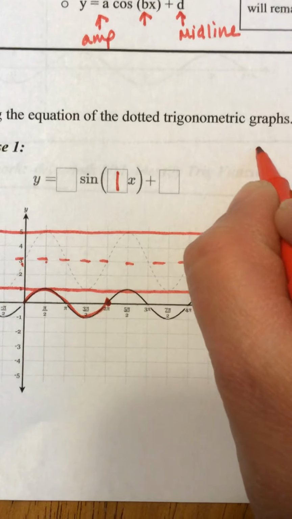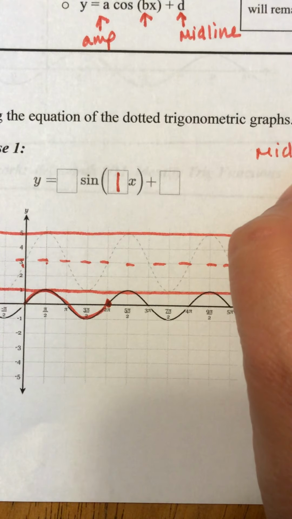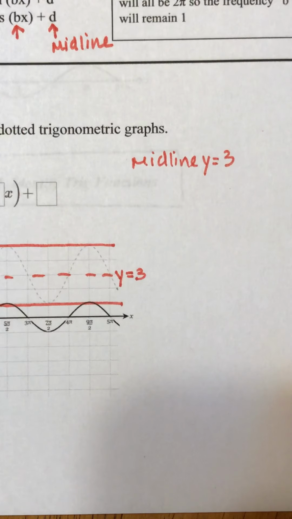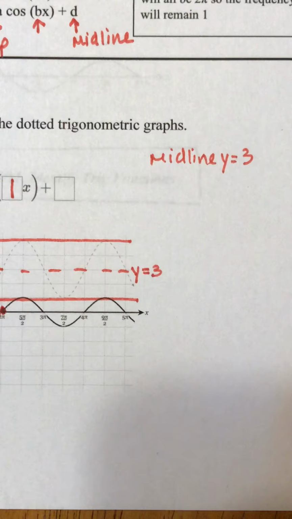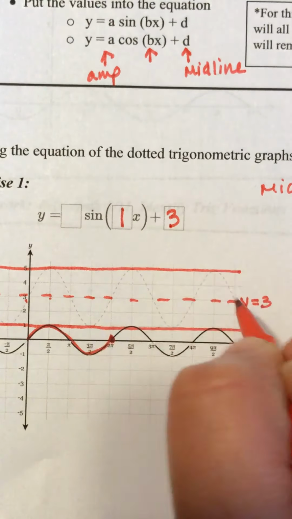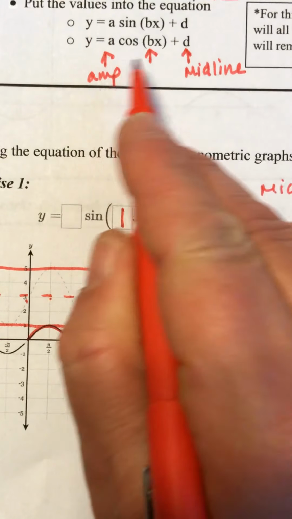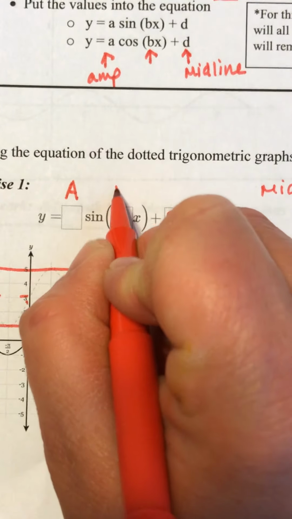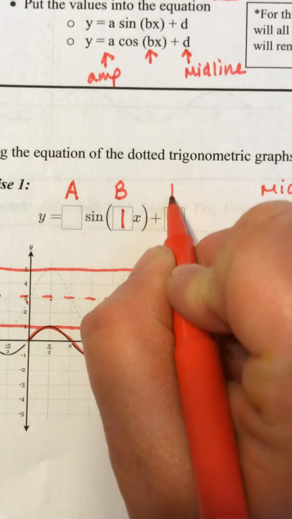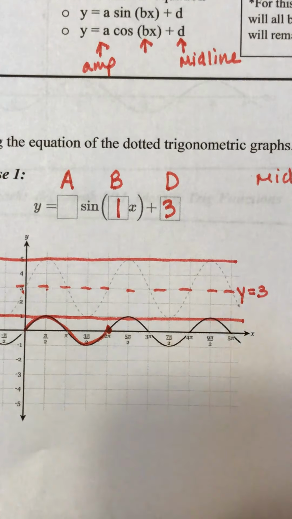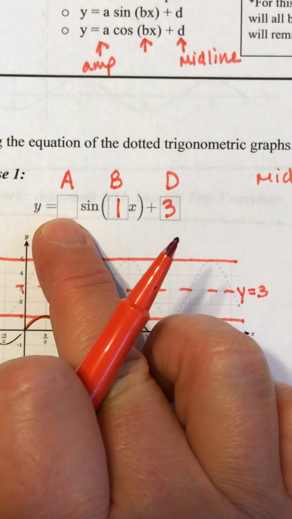Okay? So my midline is y equals 3. It's hard for you to see. The midline is y equals 3. What do I do with the 3? It goes here, a positive 3. Now, in these examples of the equations up top, this is your amplitude, this is your frequency, and this is D, your midline. All right, so we found that part of the equation. All we have left to do is find the amplitude.